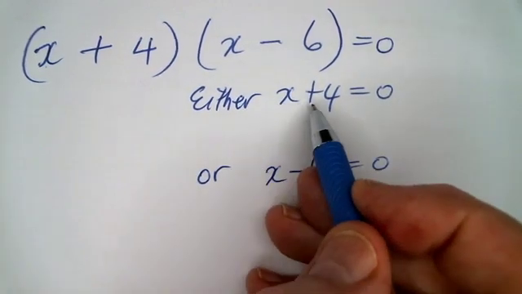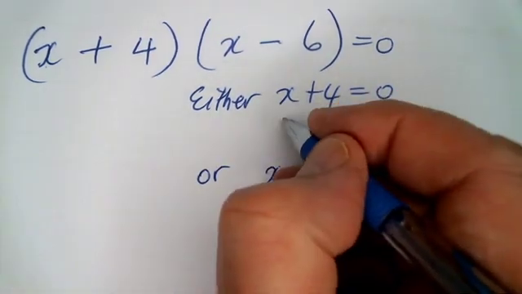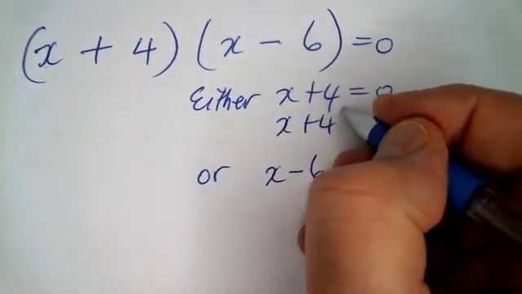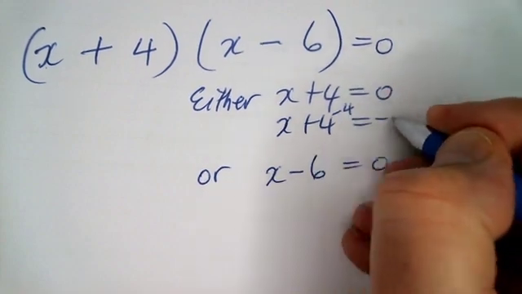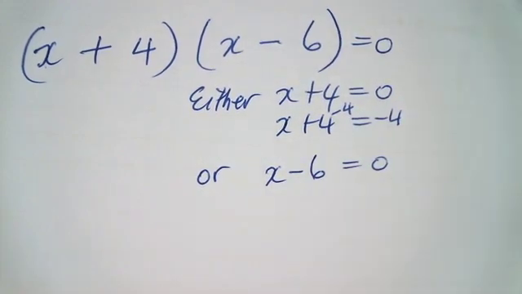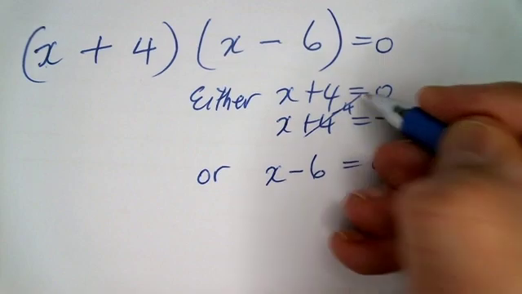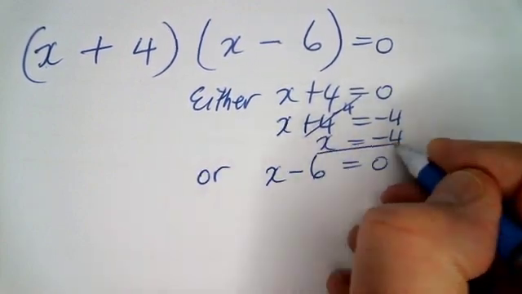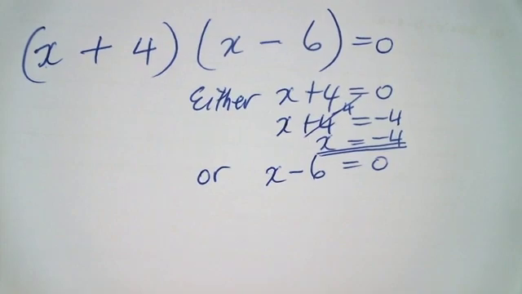Now, if x plus 4 equals 0, I'll rewrite this. I go x plus 4, and this time I'm going to subtract 4 from both sides. And of course, 4 minus 4 leaves me with an x, and x is -4. So there is my first solution.